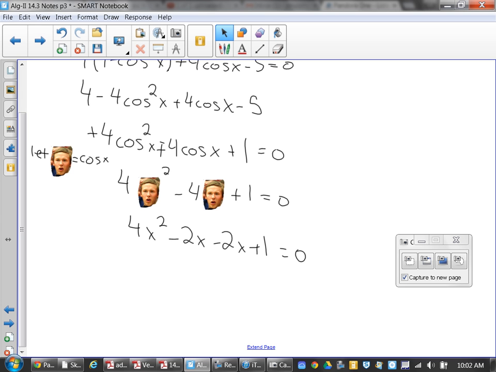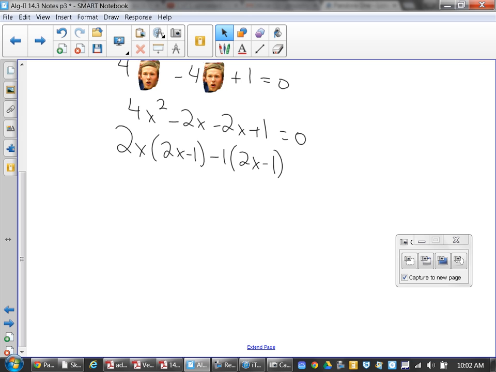All right. Now on this one, you just got to be a little bit careful on that second term when you're factoring it out. You got to make sure you factor out the negative 1. So you take out 2x, you have 2x minus 1. Take out a negative 1, and you get 2x minus 1. We okay with that? So it's 2x minus 1 repeated.